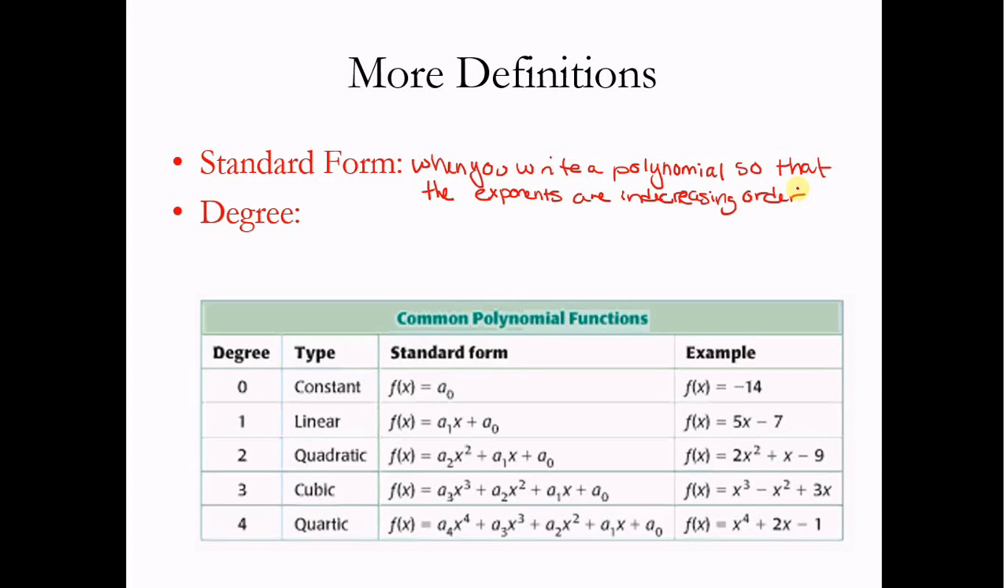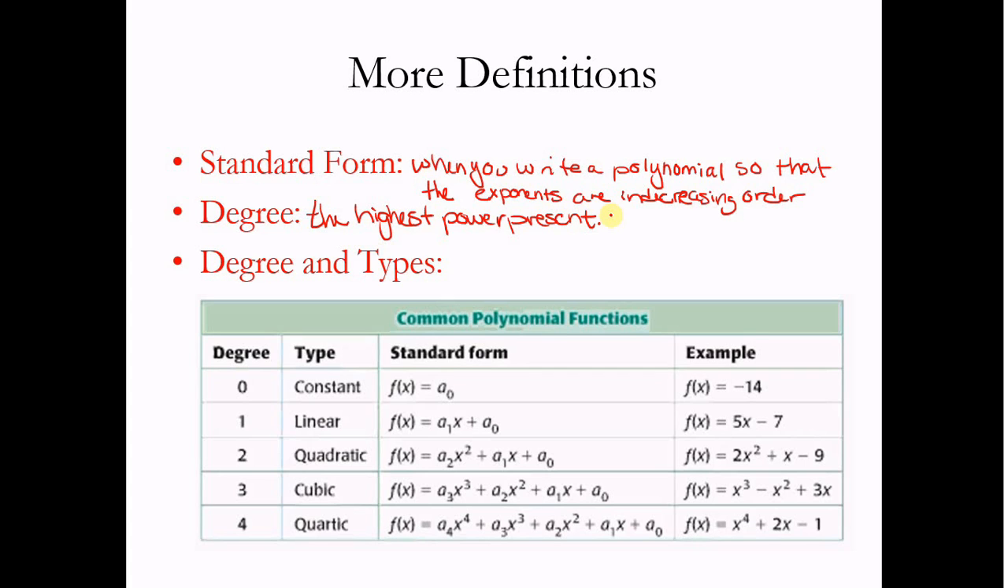Degree. The degree of a polynomial is the highest power present. Whichever number is the biggest, the highest exponent, that is what you're going to have.